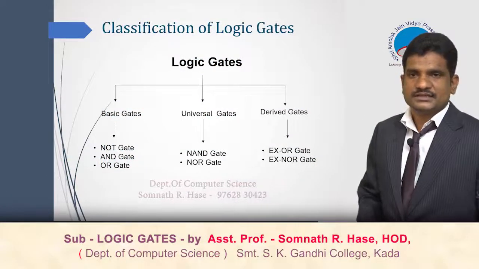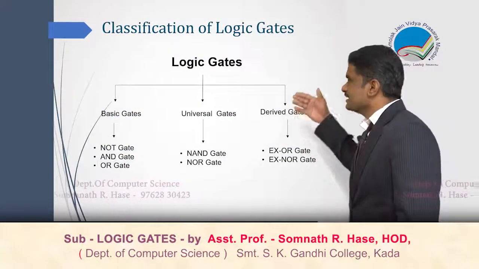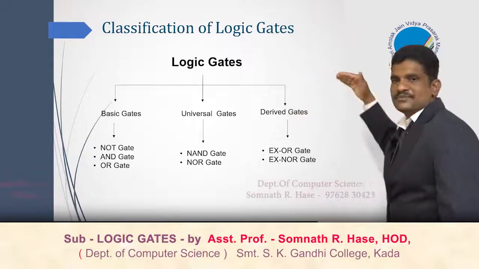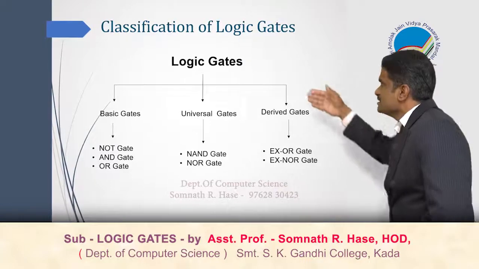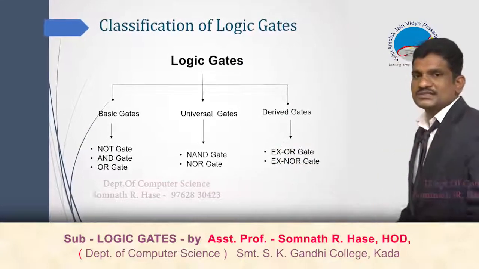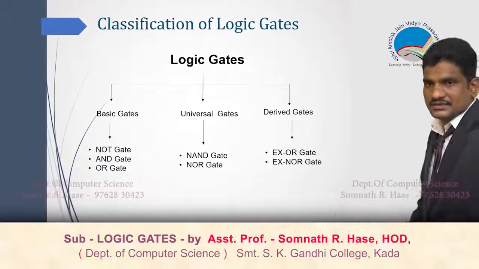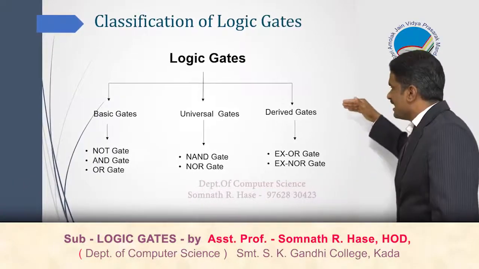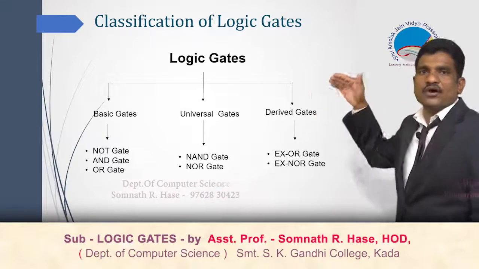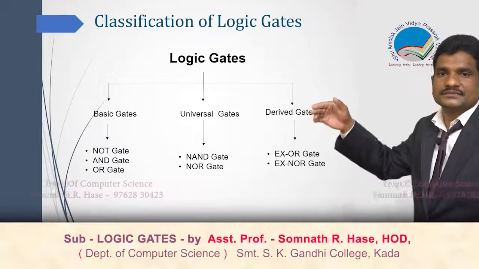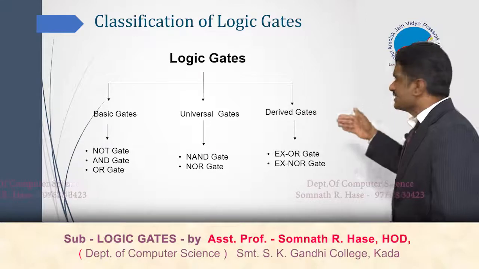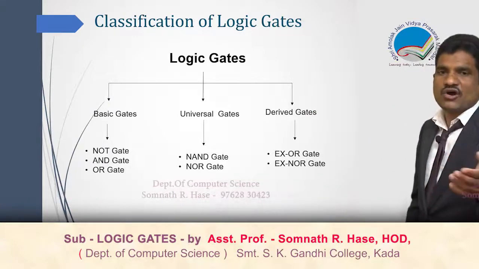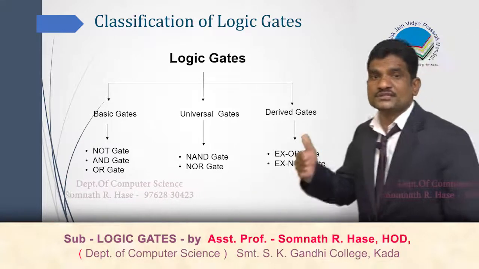Classification of logic gates. The logic gates are primarily classified into three categories. The first one is basic gates. The second one is universal gates, and the last one is derived gates. Among the basic gates, the NOT gate, as well as the AND gate and OR gate, are basic gates. After the basic gates, the next one is the universal gates. NAND gate as well as NOR gate are called universal gates.